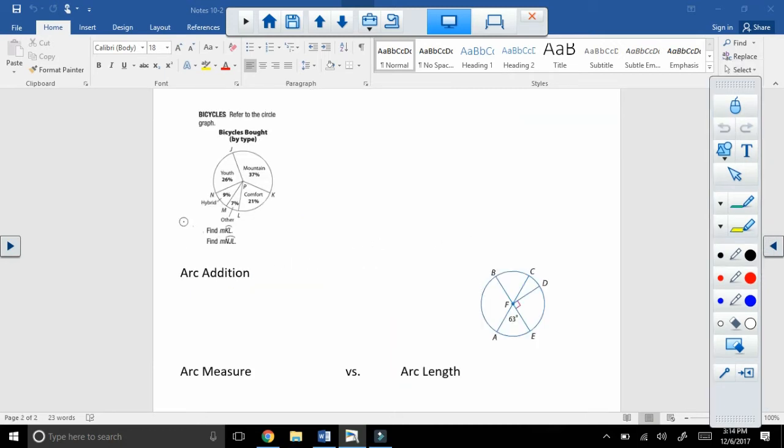Here in this example where it says bicycles, it shows us this circle graph. Otherwise, sometimes it's called a pie chart. Anyway, for the circle graph, it tells us what percentage of the circle each category is, but it doesn't say what the measure of those angles are. What you need to remember is we have 360 degrees total in the circle, and if we have some sort of percentage of that, you are going to end up multiplying that percent by the total number of degrees.